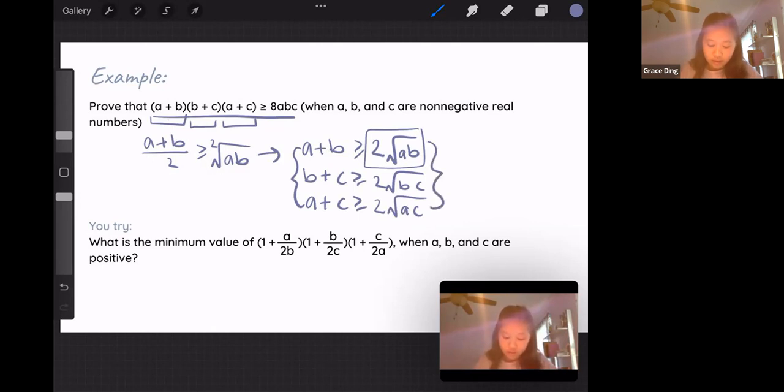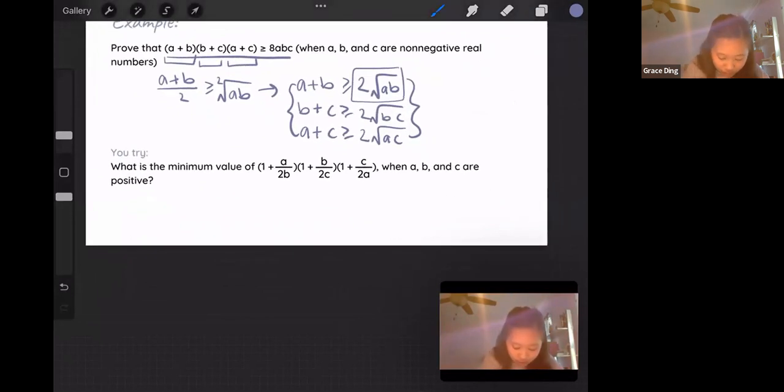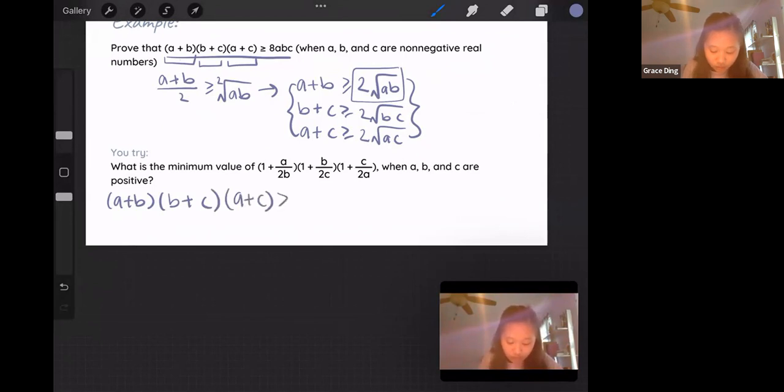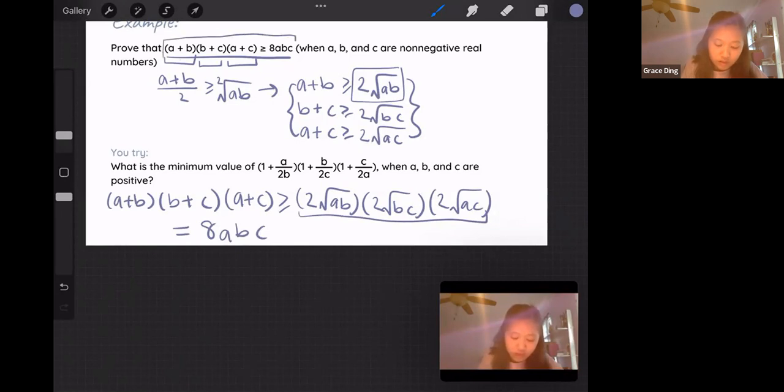So now we can plug it in, and let me do it down here. A plus B times B plus C times A plus C is going to be more than or equal to 2 root AB times 2 root BC times 2 root AC. And then when we simplify this, we should get that this is equal to 8ABC. So therefore, this expression is true.